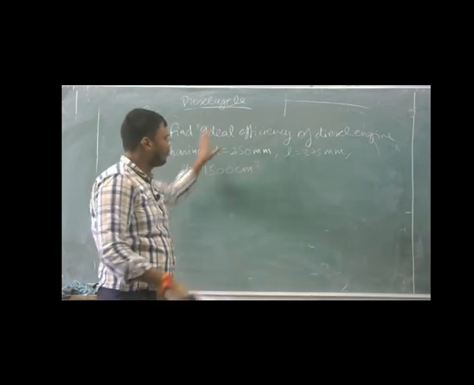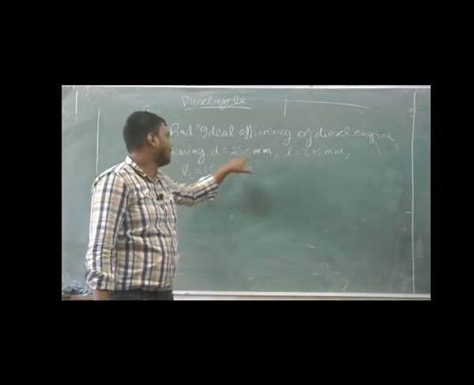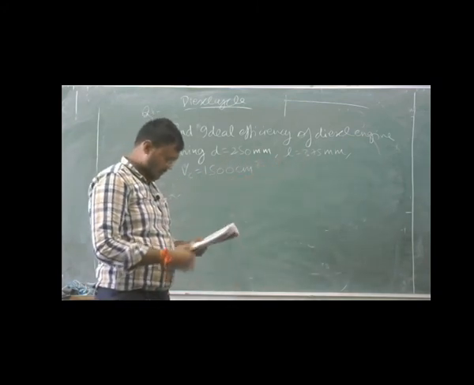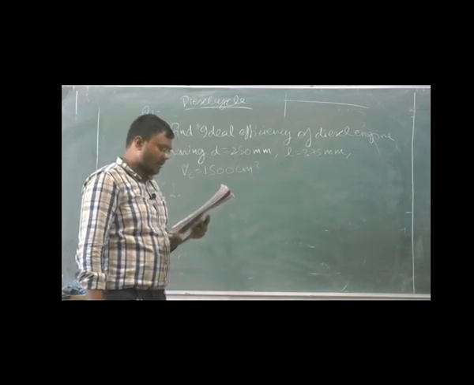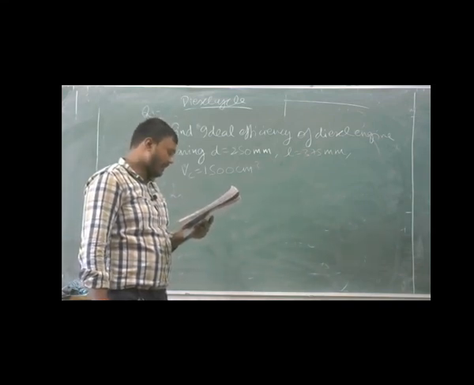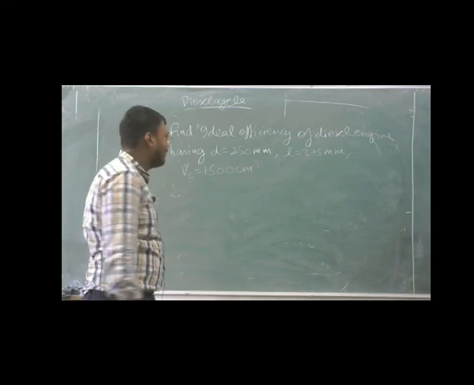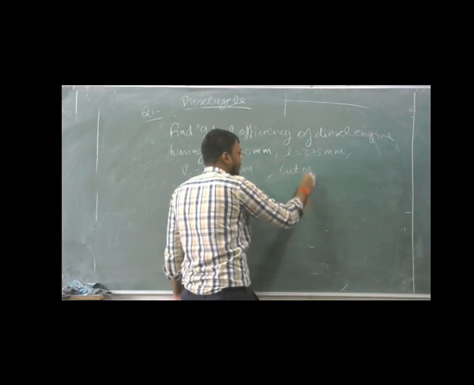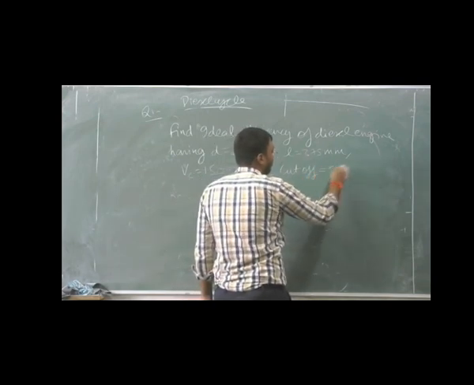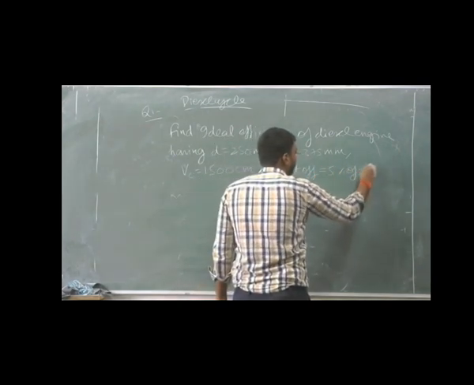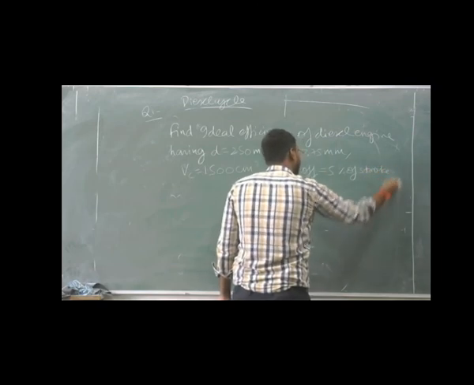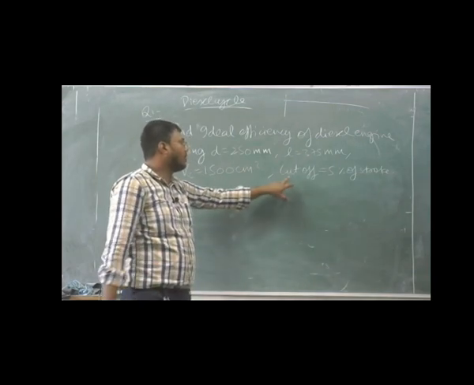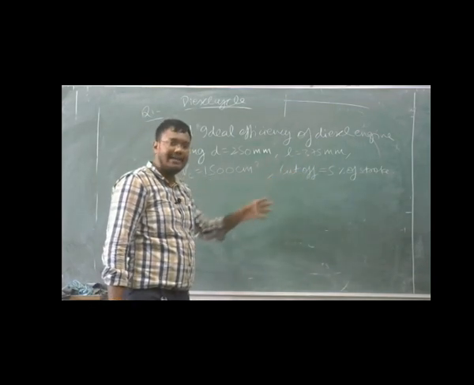I'm not writing the whole question. I'm just giving you the data. With the help of this data, try to solve this question. With fuel cutoff occurring at 5% of the stroke. Again, cutoff is given. Cutoff occurs at 5% of the stroke. Almost the same type of question. Again, this question is given that fuel cutoff occurs at 5% of the stroke, as in the previous question.